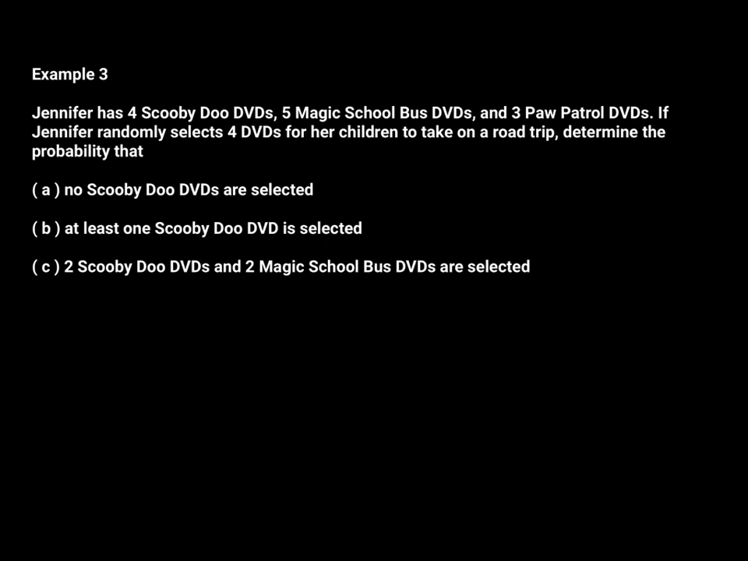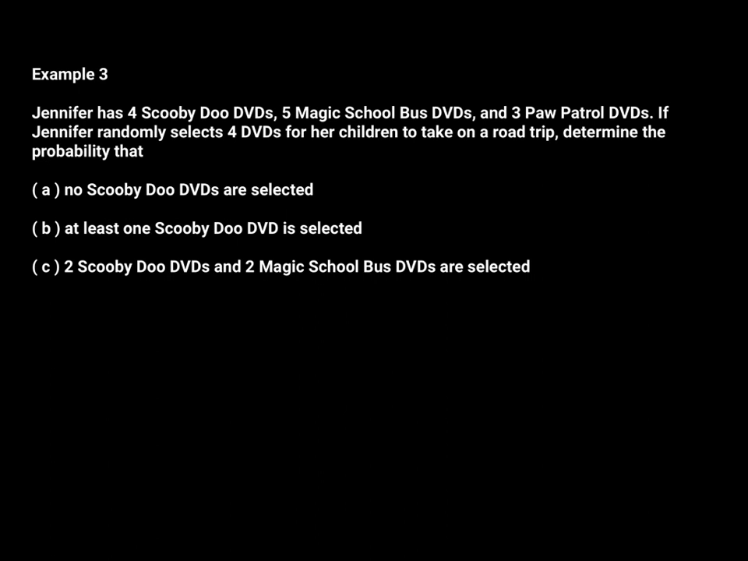All right. Jennifer has 4 Scooby-Doo DVDs, 5 Magic School Bus DVDs, and 3 Paw Patrol DVDs. If she randomly selects 4 DVDs for her children to take on a road trip, determine the probability that no Scooby-Doo DVDs are selected. Let's start there and then we'll go to the other ones. If no Scooby-Doo DVDs are to be selected, that means only Magic School Bus and Paw Patrol DVDs must be selected.